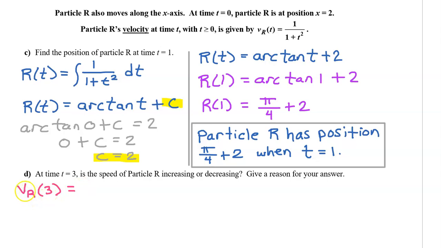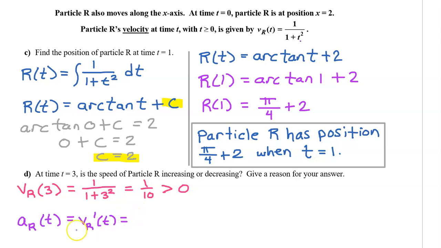We can easily find the velocity of r at time t equals 3 because they gave us a function for it right here. The velocity at t equals 3 is 1 over 10, but what matters is that this is positive. They did not give us the acceleration function, but we know that acceleration is the derivative of velocity. In order to take the derivative, I am going to first rewrite the velocity equation as 1 plus t squared to the negative 1 power.